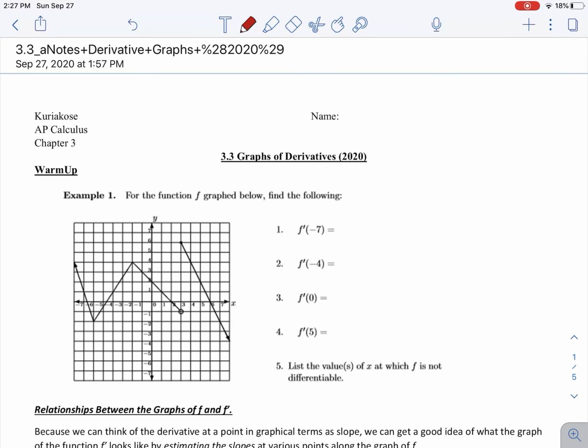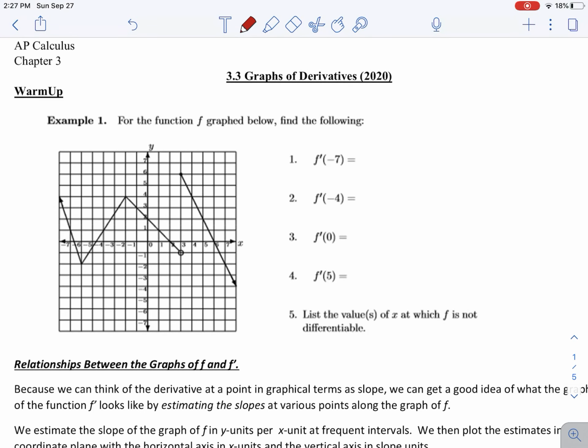Hey guys, today's lesson is about 3.3, graphs of derivatives. Okay, we're going to start with this quick warm-up. If I give you a function f, and it looks like this, kind of messy, how do you find f prime of negative 7? Well, that just means the derivative at negative 7.